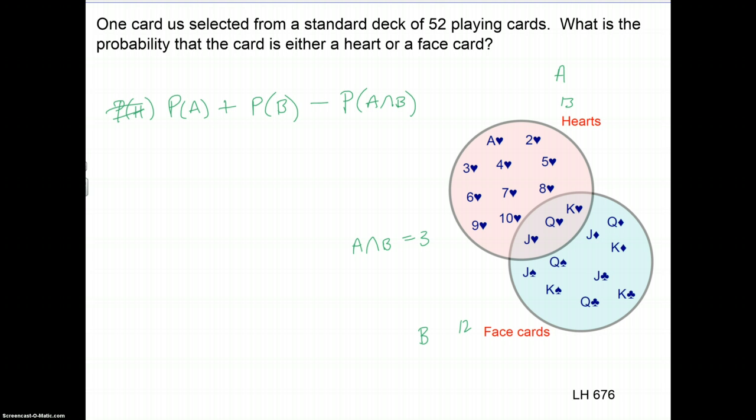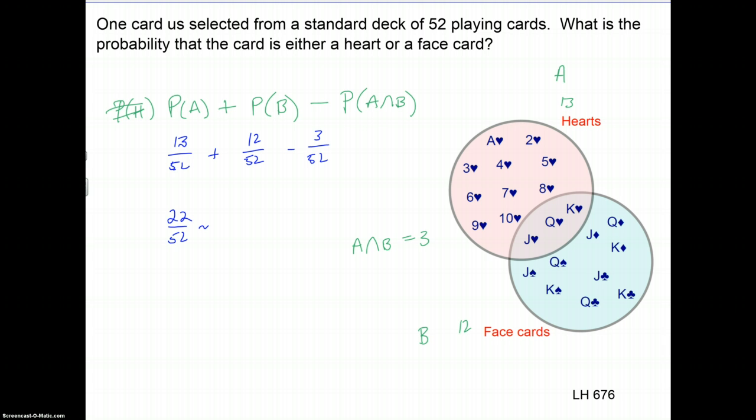So let's look at these probabilities. We know that there are 52 possible outcomes. So the probability of A is 13 out of 52. Probability of B is 12 out of 52. And the probability of the intersection is 3 out of 52. And if we add all this up, 13 plus 12 is 25, minus 3 is 22. So this is 22 out of 52 is our probability.